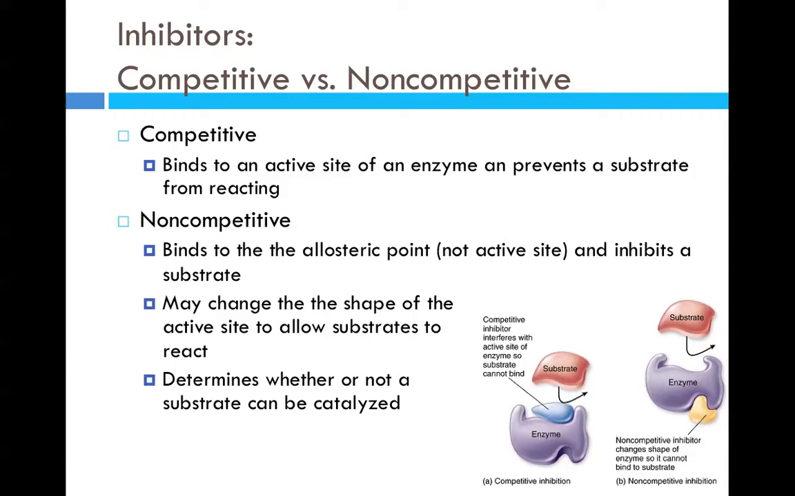A non-competitive inhibitor, however, is kind of different. It binds to a point known as the allosteric point, which is not an active site, and it inhibits the substrate. What it can do is that it can alter the enzyme's active site, which can either allow substrates to come in and function, or mess up the active site and not allow substrates to enter. And what it does, it determines whether or not a substrate can be catalyzed or not. So basically, as I said before, it can either allow substrates to come in or prevent them from reacting.